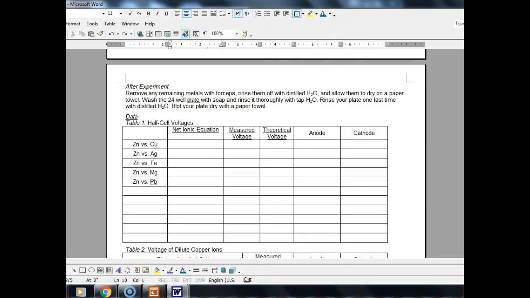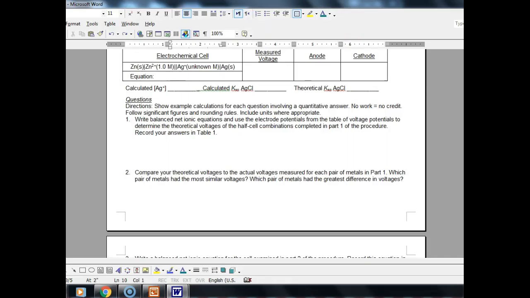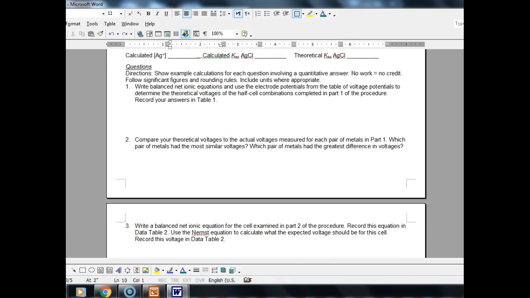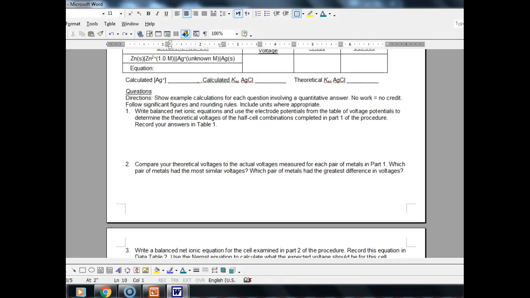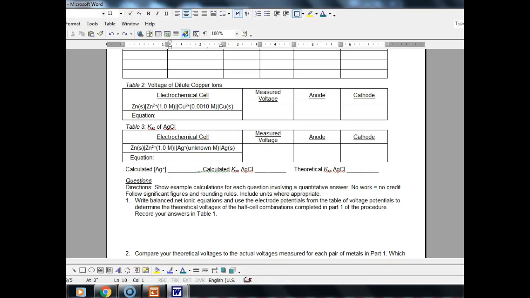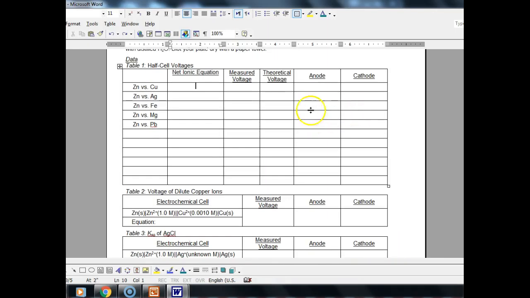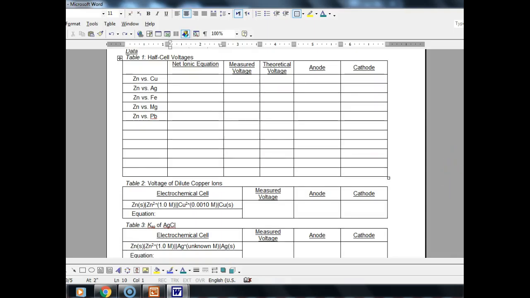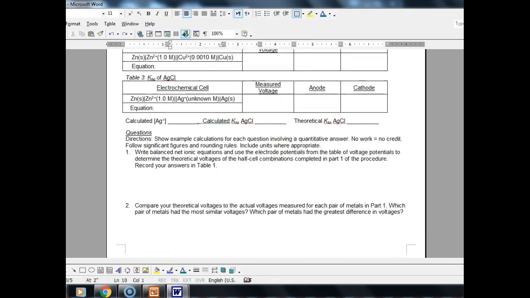Okay? And so then in number 2, you're going to compare the theoretical to the actual. I'm not making you do percent errors. I asked you to tell me which one was the most similar and which one had the biggest difference. So you're going to look at these and see which ones are closer together and which ones are way far apart. And that's all I'm after you to look at, just to see how your data matches up with what's on that chart.